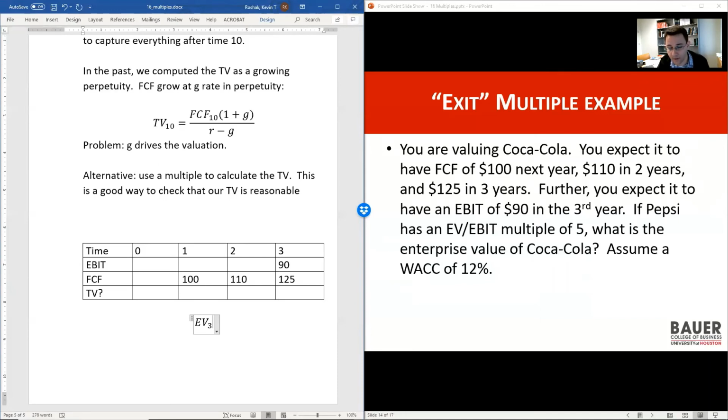How can we get the enterprise value at time 3? Well, we can use this multiple. The enterprise value at time 3 divided by EBIT at time 3. Using Pepsi, we get that that thing should be 5. Pepsi's comparable. So the multiple should be 5. We know Coca-Cola's EBIT at time 3 is going to be 90. Right, that's given here. So let me add a subscript here just to be clear that we're looking at Coca-Cola now.